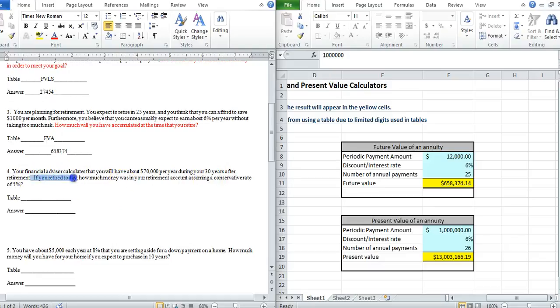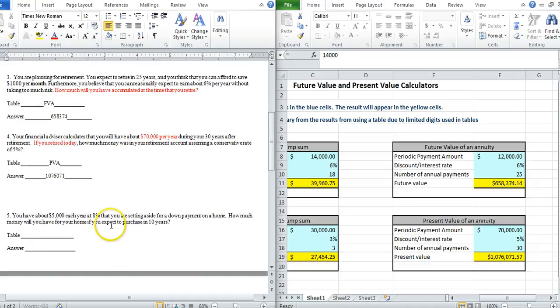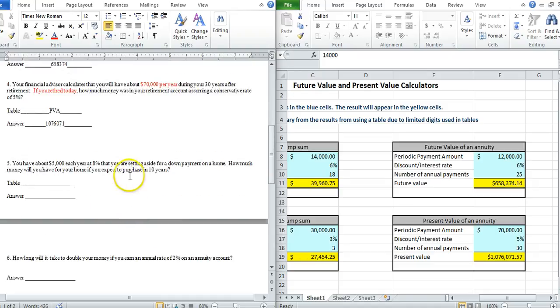Number 4. Financial advisor calculates you will have $70,000 per year during your 30 years of retirement. Question, if you retired today, again today, present value, how much money was in your retirement account? So let's go to the money. Step 2, per year. Per year means annuity. So I'm going to go right here. My $70,000 recurring payment at 5% for 30 years is going to be, answer, $1,076,071.